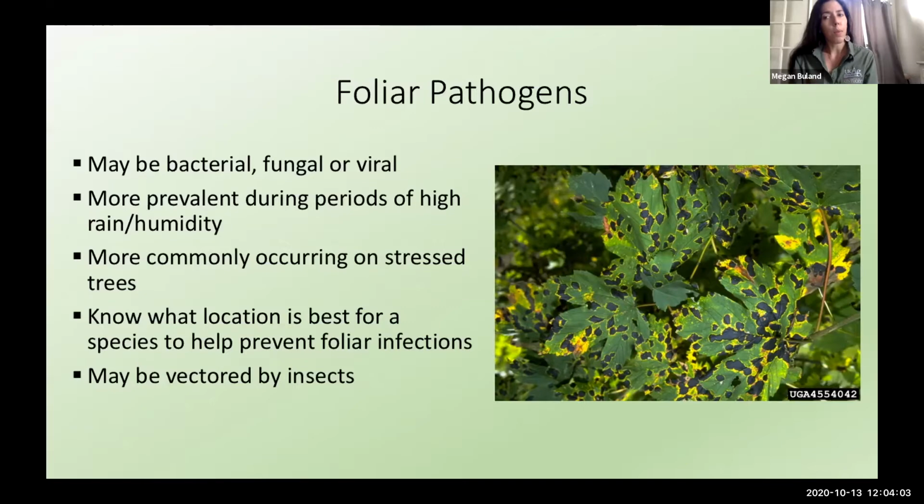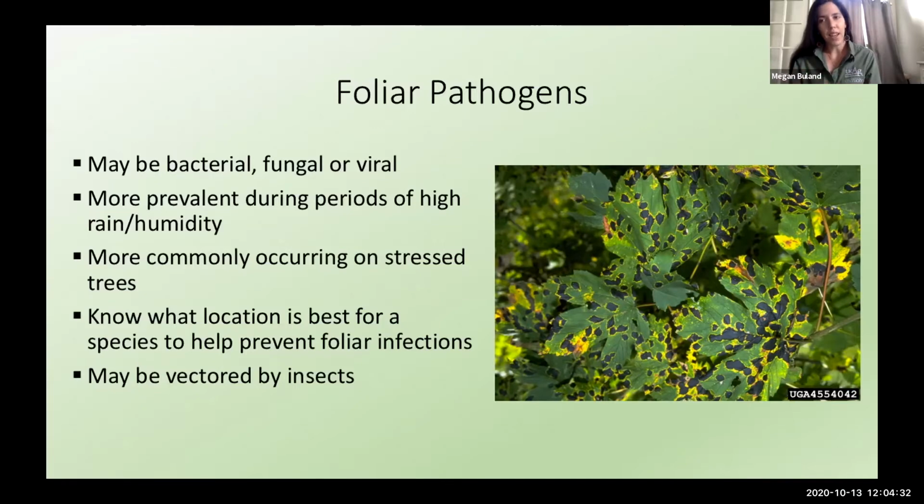A lot of foliar pathogens can be vectored by insects, insects that feed on the sap inside the leaves of your trees, and they will often vector some of these foliar pathogens as well. But very rarely are foliar issues of serious concern for healthy trees. And that's something that I'd like you all to keep in mind, is like maple tar spot, which is seen in the picture here, is very rarely a concern on a healthy maple tree.